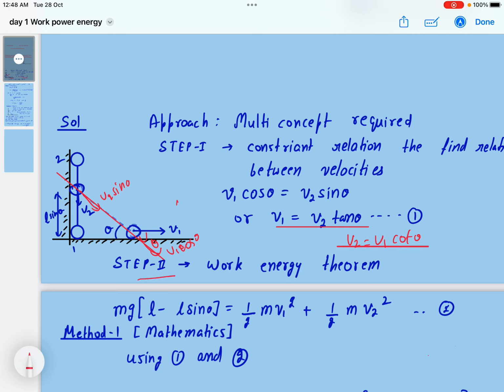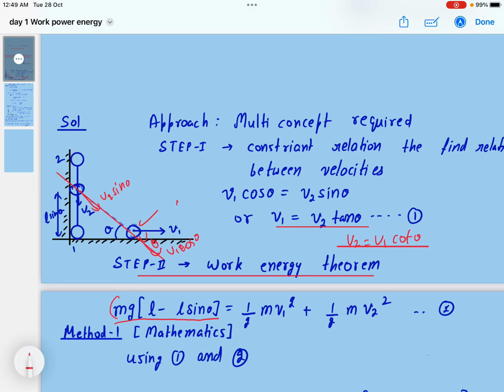Then step 2 is the work-energy theorem. The lower ball is not moving up or down, so work done by gravity on it is 0, and the upper ball is moving down. At any angle theta where we think the velocity is maximum, the upper ball's height is L sin theta, initial height was L, so only gravity is doing work here. So work done by gravity is mg(L minus L sin theta). The lower ball is not moving up or down, and the rod is light, so no problem.